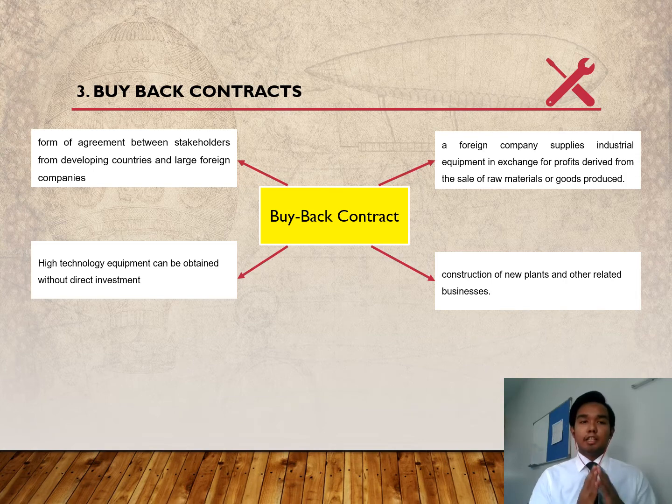A buyback contract is a form of agreement between stakeholders from the developing country and a large foreign company. The buyback contract allows a foreign company to supply industrial equipment in exchange for profit derived from the sale of raw material or the good product. So high-technology equipment can be obtained without direct investment from the particular country. By doing so, it enables us to construct a new plant or do other related business.